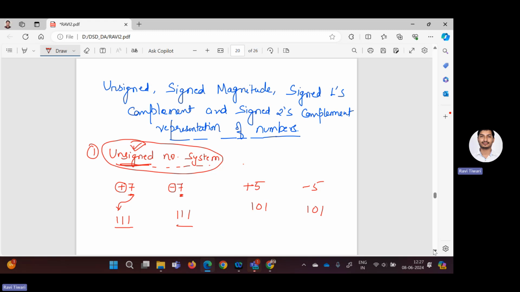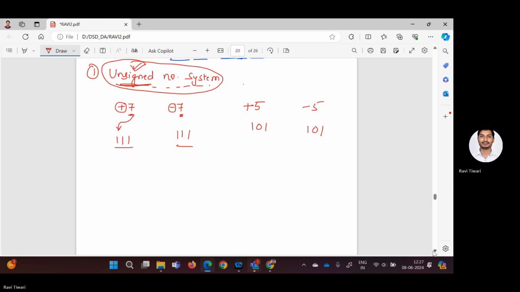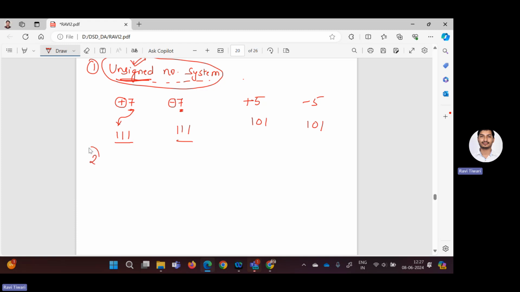Now the second representation is the signed magnitude. So the name is also very much clear here. Signed magnitude means we have to represent every number with a sign bit as well as its magnitude. So for example, you want to represent positive 7. One bit, the first MSB bit, is dedicated to whether the number is positive or negative.